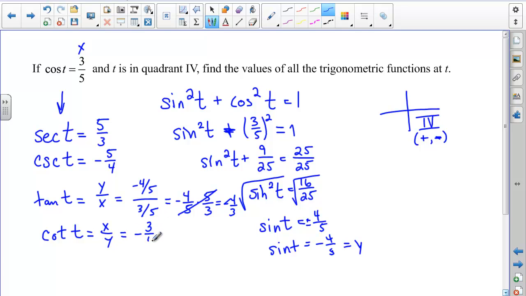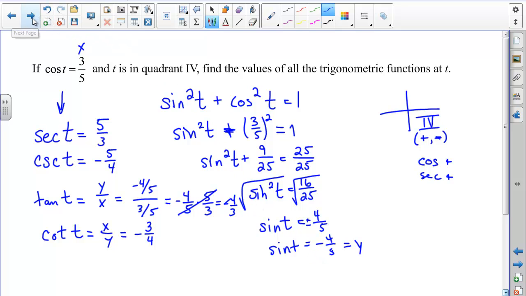The other big thing that you want to do is check your signs. In the fourth quadrant, we know that cosine is positive along with secant, its reciprocal. Everything else is negative. And so here we can see cosine is positive and secant is positive, but we can see that cosecant is negative, tangent is negative, cotangent is negative, and sine is also negative.